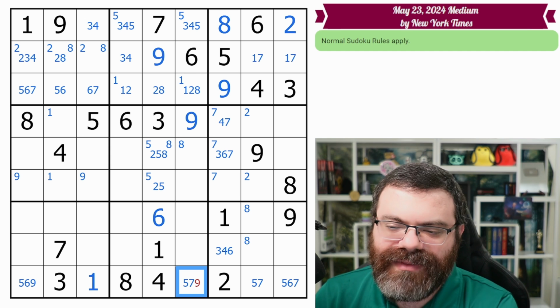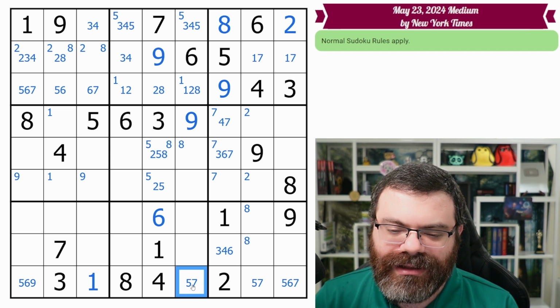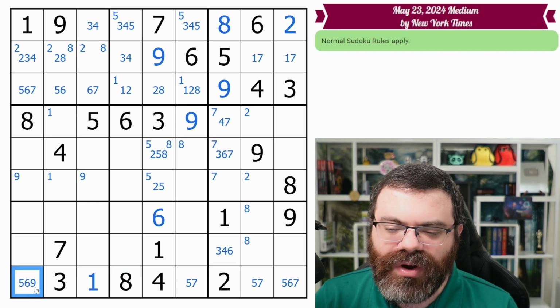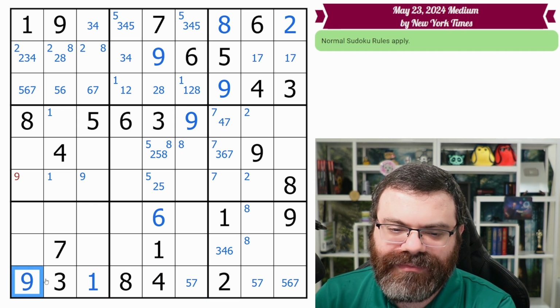We just place that. That does clean up 9 from this cell. When I do that, I'm seeing how I have this row marked up, and I'm looking to see where 9 can still go in the row. And the answer is only here. So we have a hidden single 9 here as well. Places that 9.